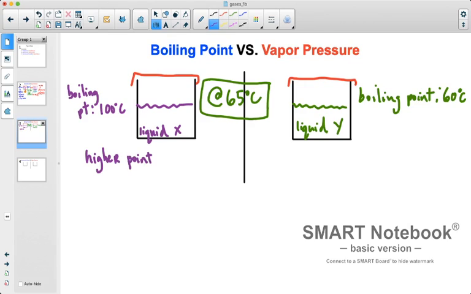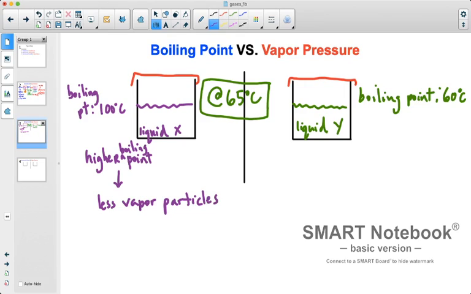Whoops, I forgot the word boiling point. The liquid on the left, or liquid X, has a boiling point of 100 degrees Celsius, but liquid Y has a boiling point of 60 degrees Celsius. Since the boiling point is at 100 degrees Celsius and the room is only at 65 degrees Celsius, we tend to see less vapor particles. And that's because the boiling point is so high. It's set higher than the actual temperature.